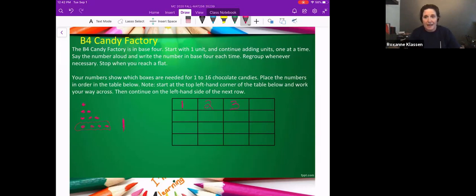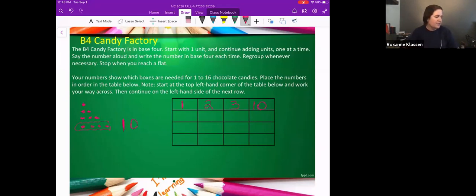So when you use a new box, now I would have 1 long and I wouldn't have any units. So this right here in this box, I'm going to write as 1 0. Notice I did not say 10 because that is not 10. That is the number 4 in base 4. Tricky? It is tricky.